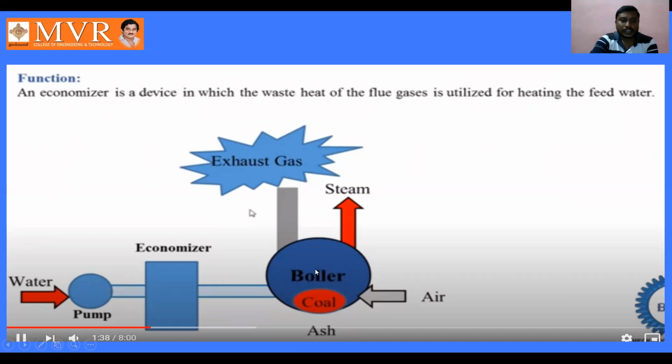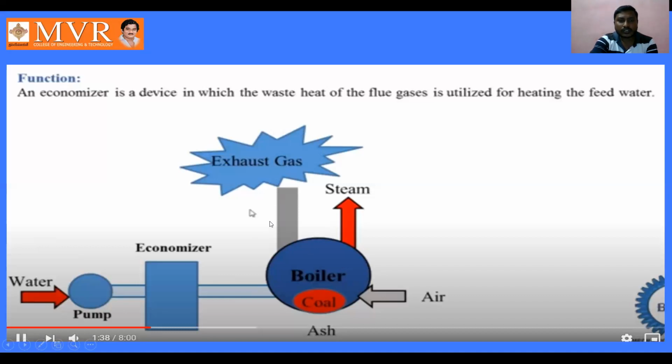For the combustion process, in this boiler we are using coal as well as air. The air is going to enter from this side, and we are feeding the coal inside the boiler here, and after combustion takes place, the ashes are taken out and dropped into the ash pit. See here, from the boiler, at one place the steam is going to be taken out, and from the other side the exhaust gases are moved into the atmosphere.